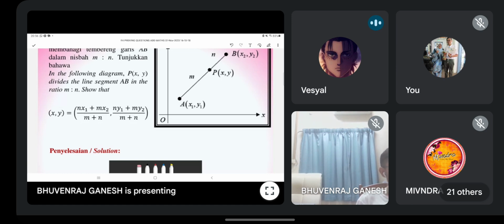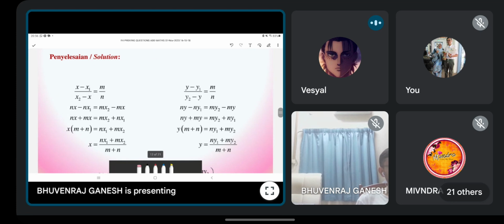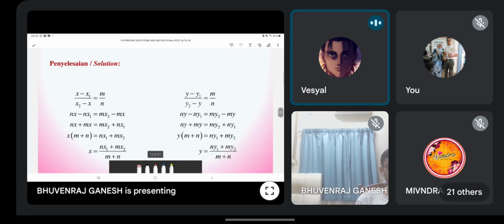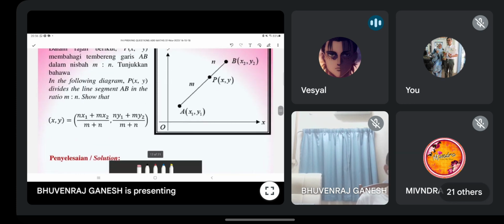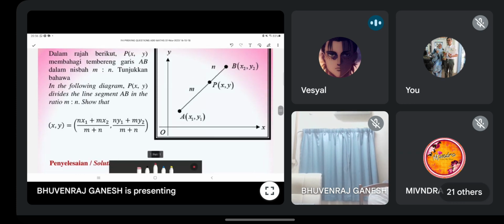Can you scroll down a bit? Okay, so the first step is actually to use the gradient in order to get your answers. The point that you want to find is x y, and your first point A is x1, y1. To compare the gradient, what you can do is take x minus x1 over x2 minus x.